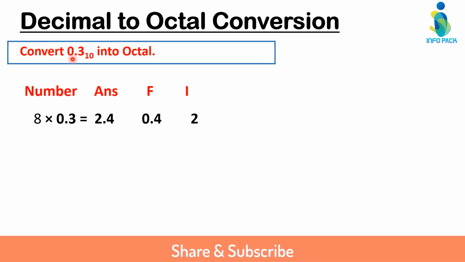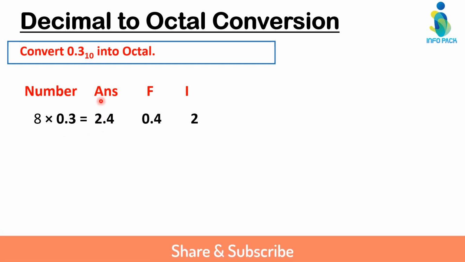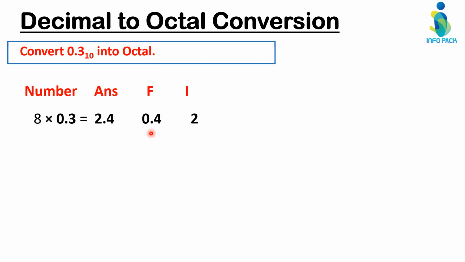And we are going to multiply 0.3 with the base of octal. 8 multiplied by 0.3 is equal to 2.4. The answer is 2.4 and now we have to write the fractional part separately and the integral part separately. Here the fractional part is 0.4 and the integral part is 2. Again take the fractional part, that is 0.4, and multiply it with 8. Now the answer is 3.2 and 0.2 is the fractional part and the integral part is 3.